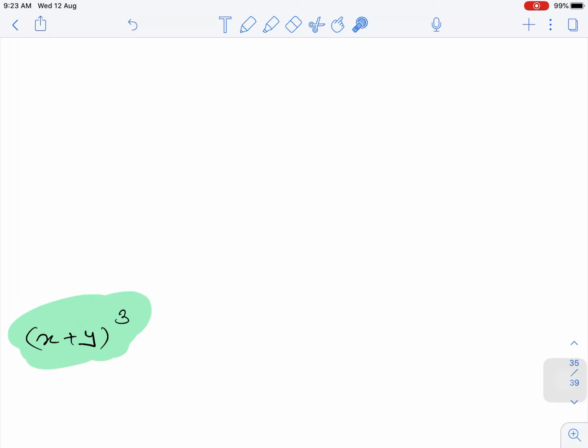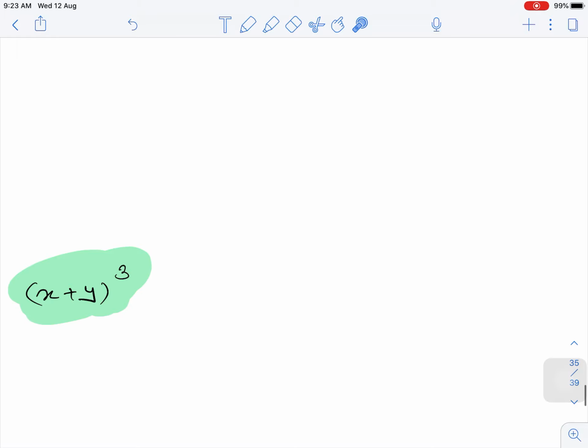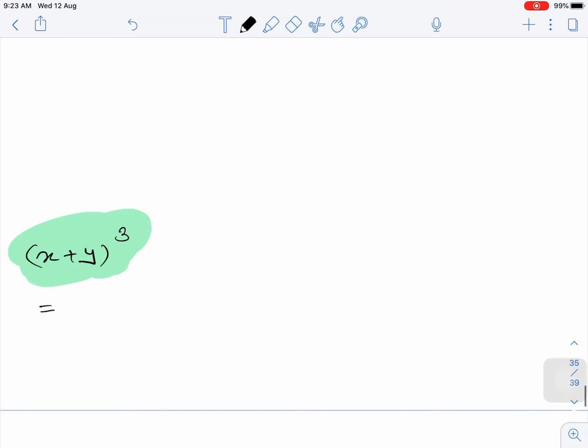Today we are going to learn about (x plus y) bracket cube, that is first term plus second term bracket cube. Before directly writing its formula, let us see how to derive its expansion. This (x plus y) cube can be written as (x plus y) and (x plus y) bracket square. Now this (x plus y) will remain as it is, but this we can expand.